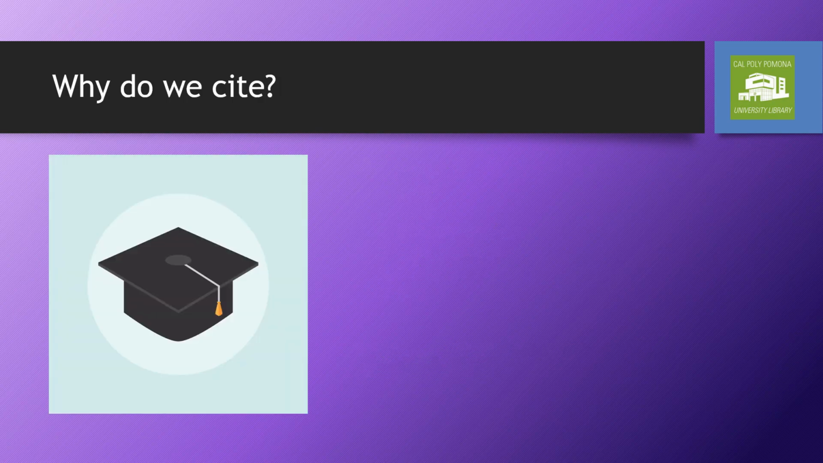So why do we cite information that we've obtained from somewhere else? First, when you cite others' work, you're demonstrating your academic integrity. It's important to credit original sources of information and acknowledge that you're using or borrowing others' words, ideas, and images to support your argument.